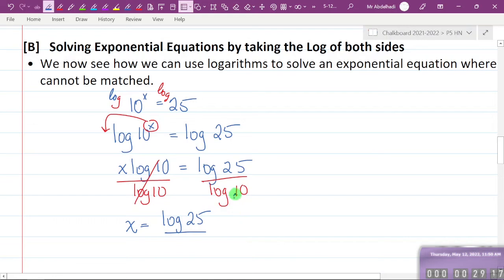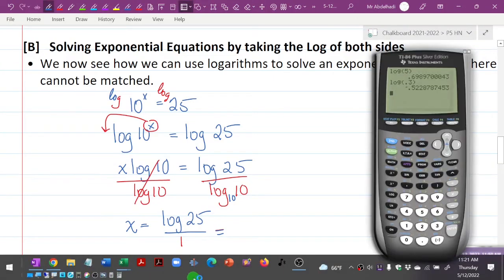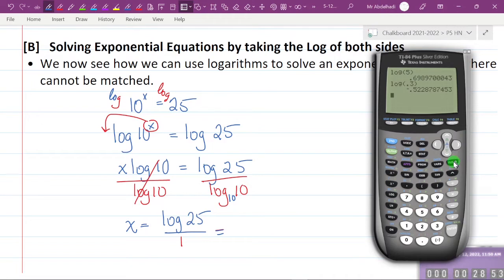Now here's the thing. What is log 10? Think about it for a second. What's the base of this log? It's actually 10. So what's log base 10 of 10? 1. Yeah, so this is actually a 1 right here. So the answer is really just log of 25. I don't need to divide by 1 really, but you can do that if you want to. And you'll see log of 10 is 1. So what I really need is just log of 25.